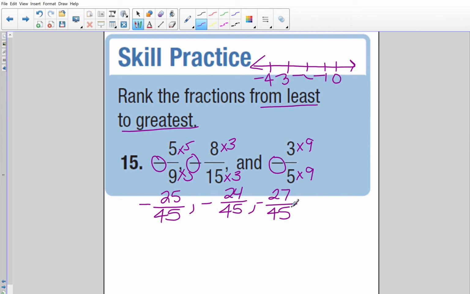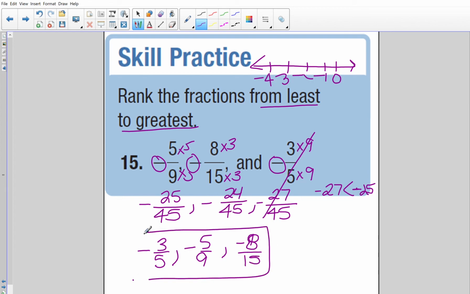Which sounds weird. So negative 3/5 is my first number because 27 is the largest number, so that means it's furthest away. So if I were comparing negative 27 with negative 25, 27 would be smaller, 25 would be greater because it's closer to 0. So I've used this one, and then 25 is next, so that's going to be negative 5/9 because, again, I want to use my original fraction. And then finally, negative 8/15 because the 24 is the smallest. So be careful with those negatives.